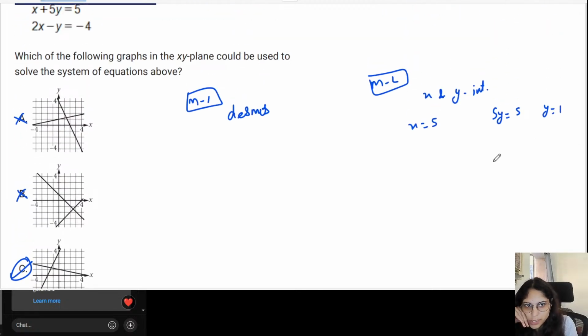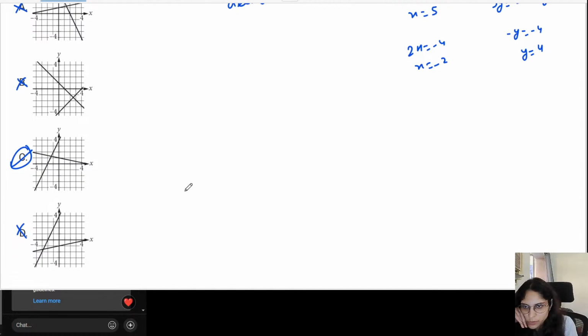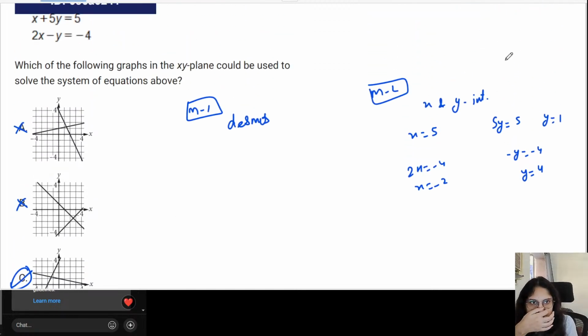And now we can check for the next one. 2x equals negative 4, so x equals negative 2. Negative y equals negative 4, so y is equal to 4. So negative 2 and 4 are the intercepts of the next one. So option C is correct. But by this only you were able to eliminate options.